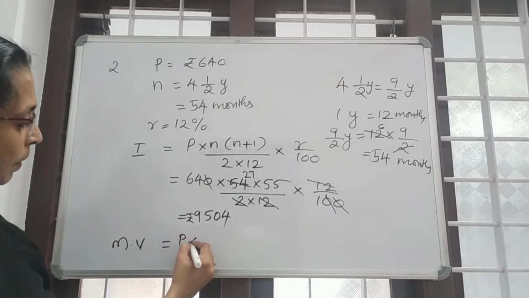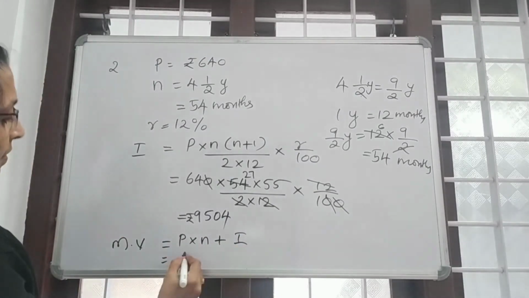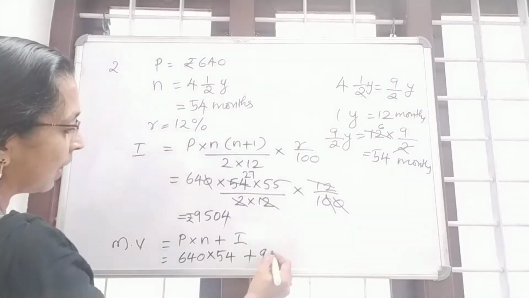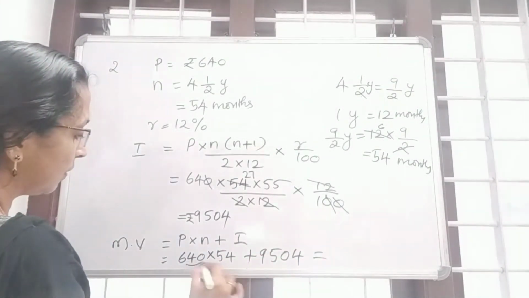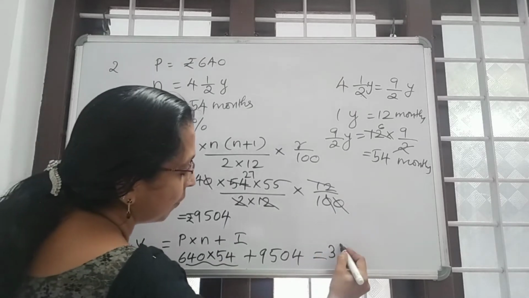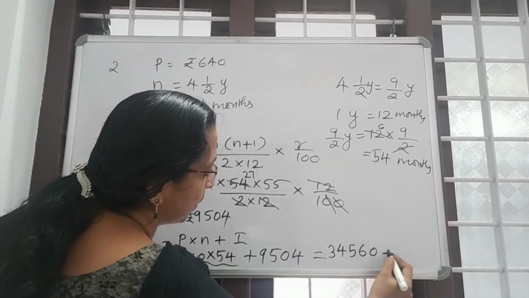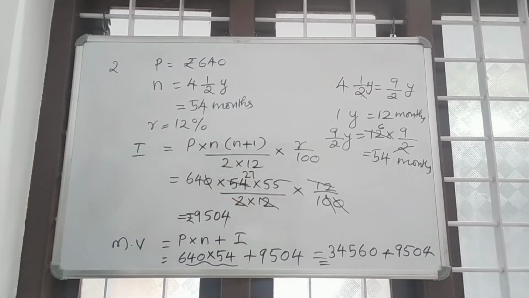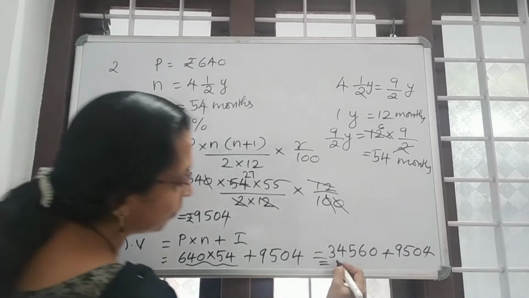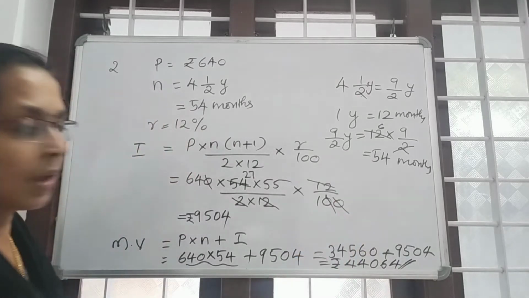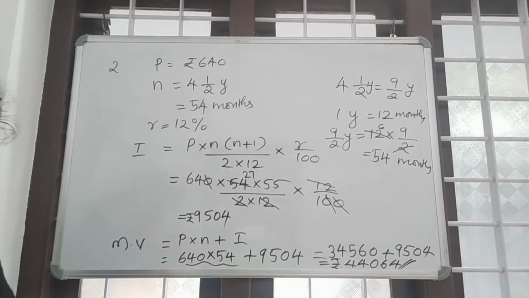Next we want to find out the maturity value. Maturity value is equal to P into n plus I. P is 640 into n 54 plus I, we got it as 9504. Multiply 640 and 54, you will get 34560. 34560 plus 9504, so the final answer will be 44064 rupees.